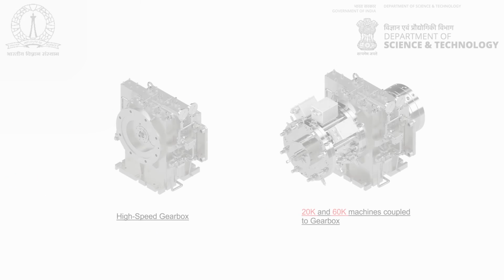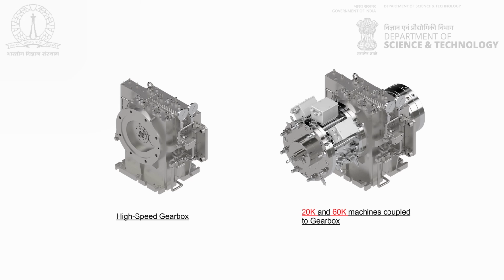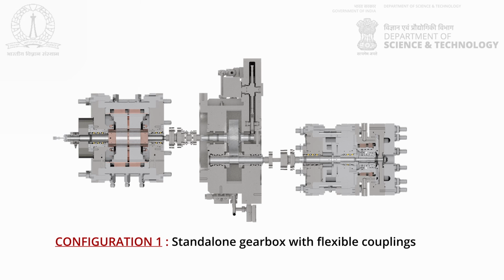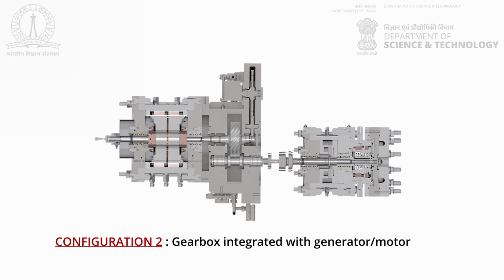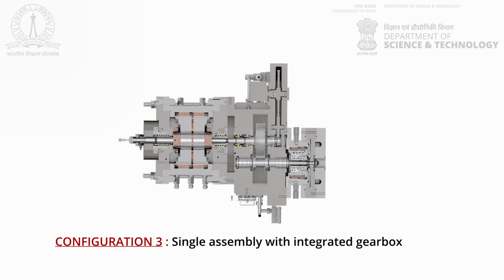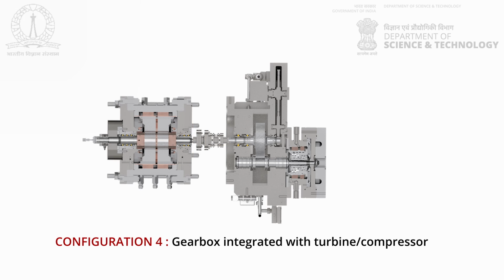The realization of SCO2 technology comes with a lot of hurdles. Compact turbomachinery is one of the key challenges, due to its very high operating speeds ranging from 60,000 to 150,000 RPM. Various configurations have been explored, including standalone gearboxes with flexible couplings as well as integrated gearboxes.